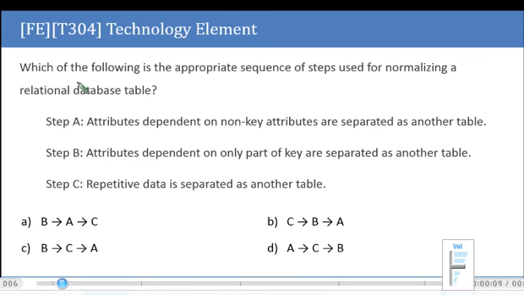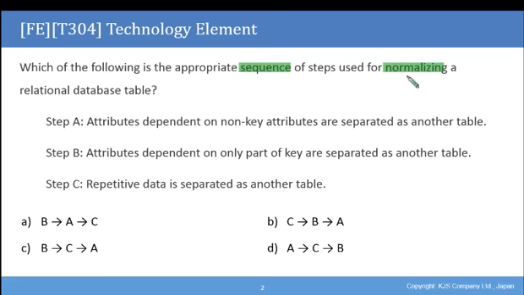So the question here, which of the following is the appropriate sequence of steps used for normalizing a relational database table? So here we have our three steps, step A, step B and step C, and here we have some sequences, and one of these is going to be the most appropriate for normalizing a relational database table.